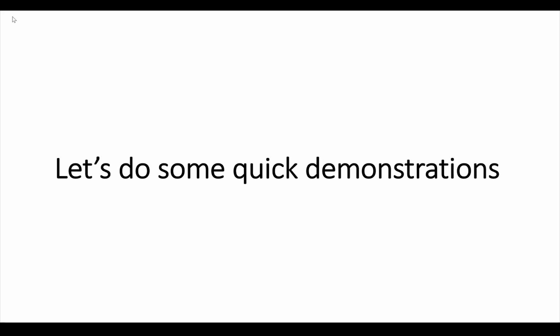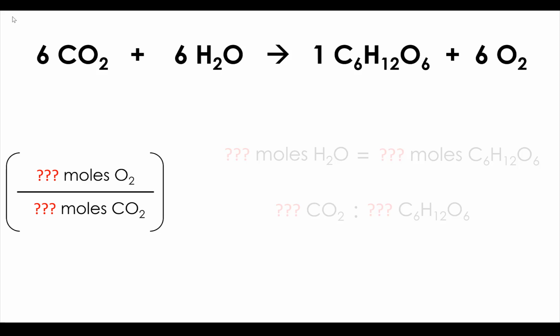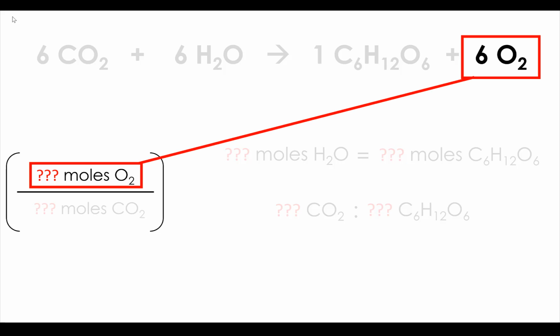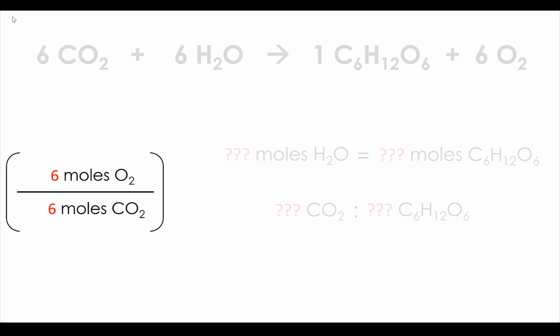Let me do some quick demonstrations. I have this equation, which is photosynthesis, carbon dioxide and water mixed together to form glucose and O2, and I'm going to write the mole ratio between some chemicals in 3 different ways. First, as a fraction. I need to know the number associated with O2, which is a 6, and the number associated with CO2, which is a 6. So the mole ratio as a fraction is 6 moles of O2 over 6 moles of CO2.